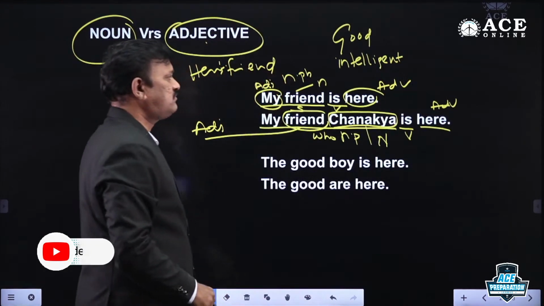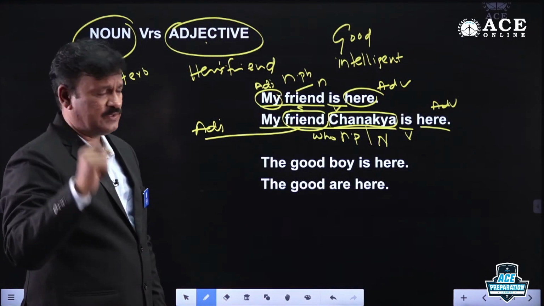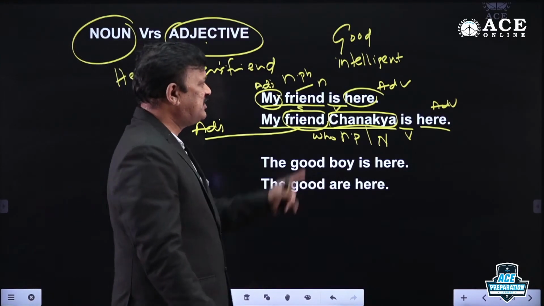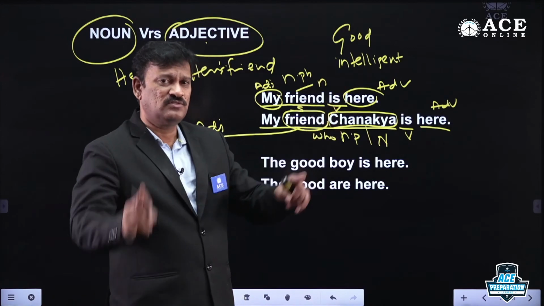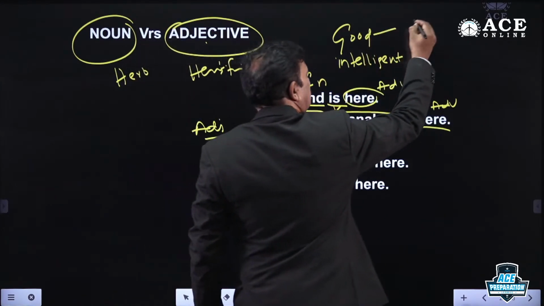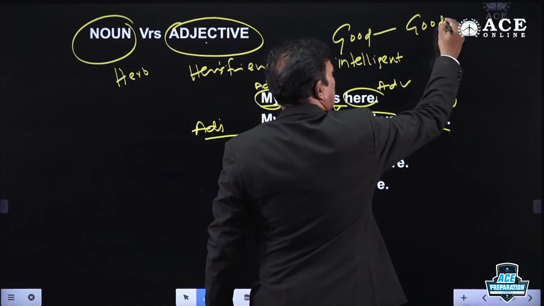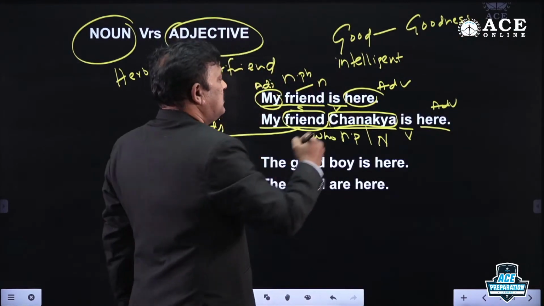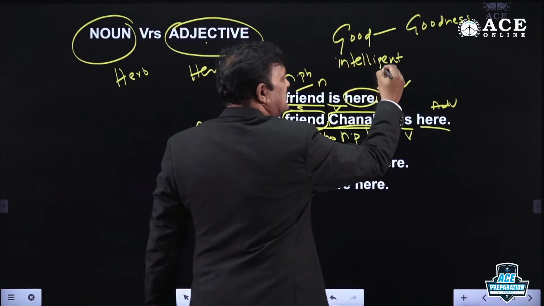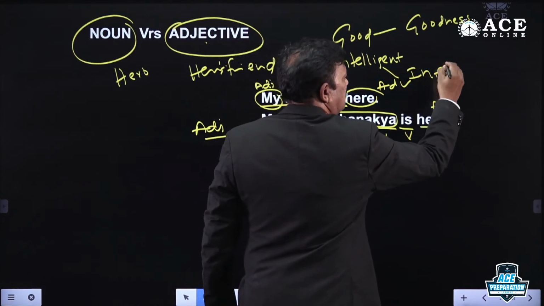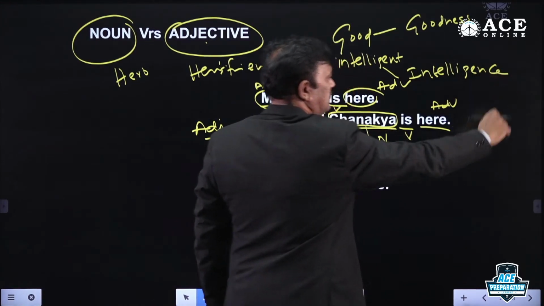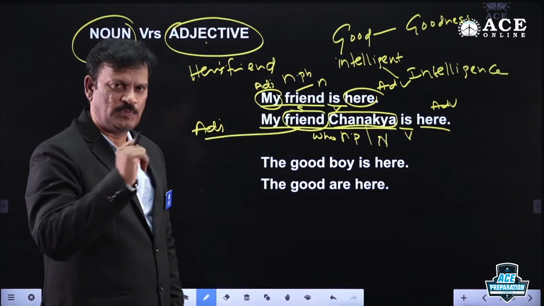Intelligent, adjective. Now, if I ask you to change this into a noun, you can do this. Very good if you have done this. What is the noun form of intelligent? Intelligence. If you have done this, super.